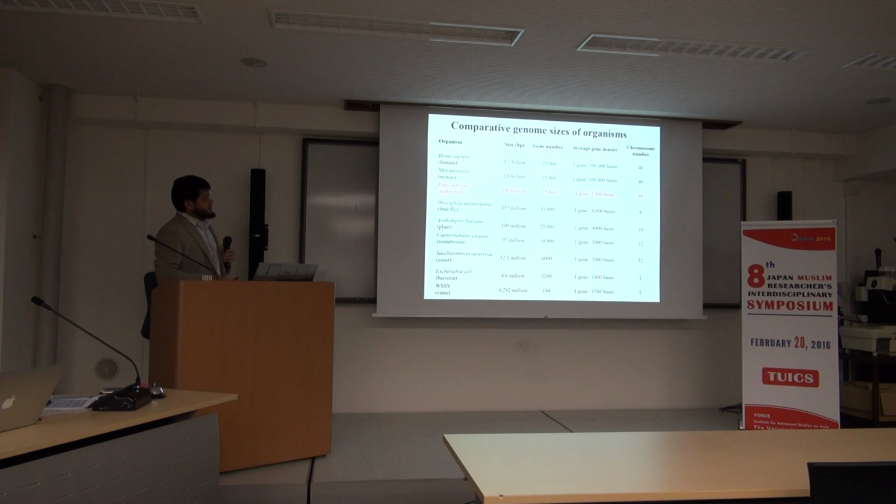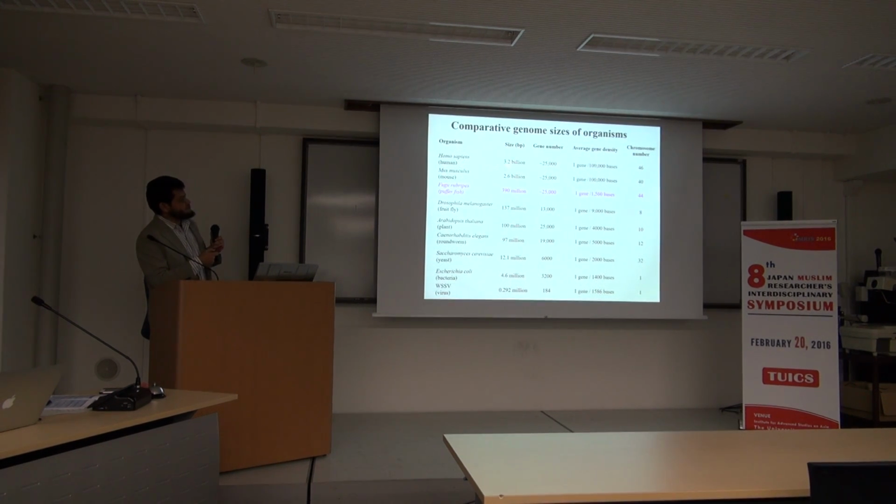Okay. So there's another interesting thing, the genome size, and we find that the genome size for a human being is around 3.2 billion, and it contains around 25,000 genes, and has chromosome number 46 in total, 23 pairs. And the average gene density is very, very low. But for a virus, the genome size is very low, 0.292 million, but it has only 184 genes, and that gene density is high.